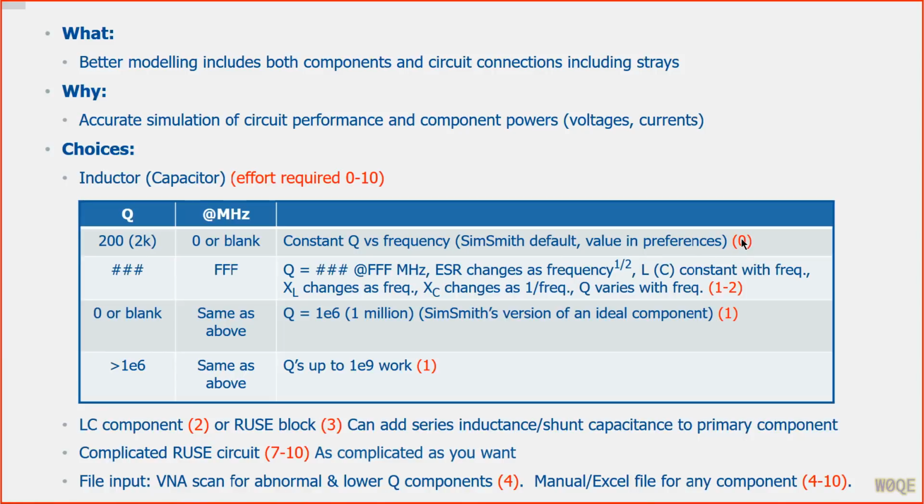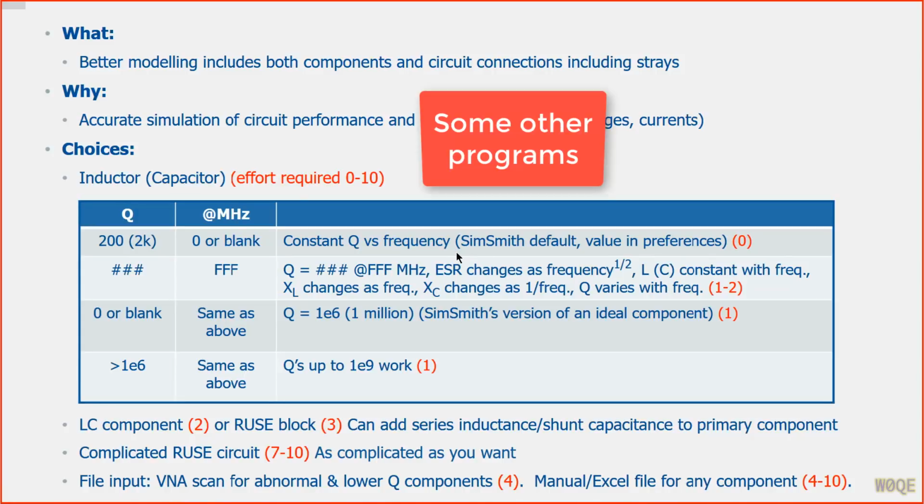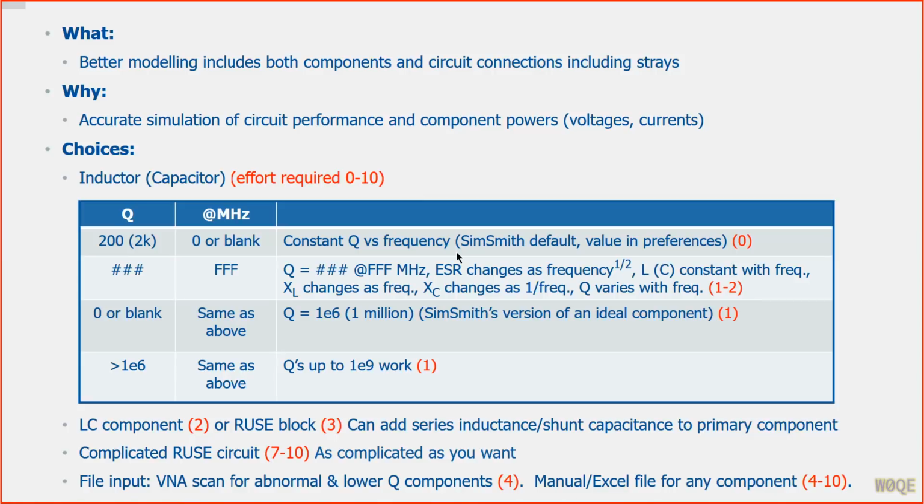And the beauty of it is it will make SimSmith match programs like LC and some other circuits, which are fairly simple in their use of loss like Q. And they may be a very good representation of what your components are, particularly for a narrowband application, where you would put the Q in at the frequency you intended to be doing the design at and be done with it.